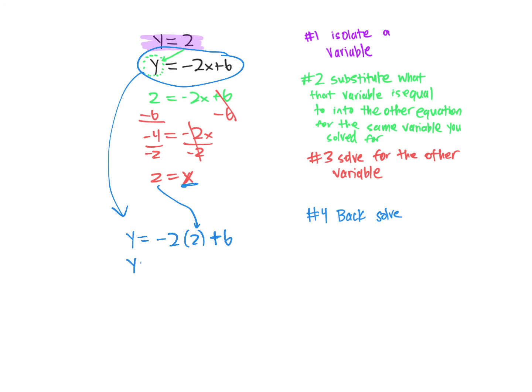And then we're just going to solve. So I have y is equal to negative 4 plus 6. So we know y is equal to 2. So my ordered pair is going to end up being 2, 2. My x value is 2. My y value is 2.